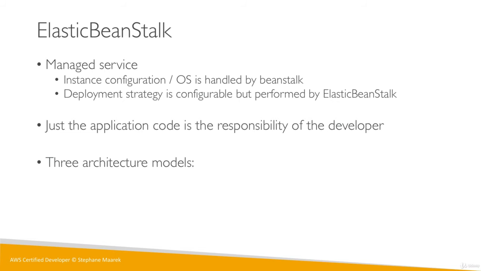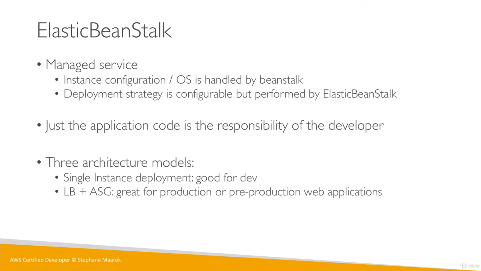There are 3 architecture models for Beanstalk. You have a single instance deployment, which is good for dev. So you have a whole environment that's going to be one instance. Then you have a load balancer and an auto-scaling group. That's great for production or pre-production for your web applications when you want to see how they react at scale. And then if you just want to have an ASG, so no load balancer, it is great for non-web apps in production, such as workers or other kinds of models that don't need a load balancer or don't need to be accessible.